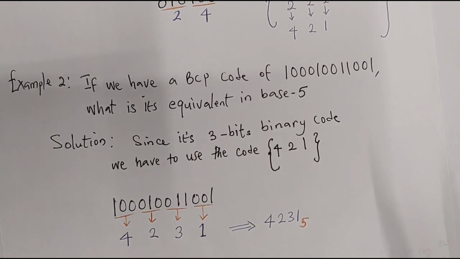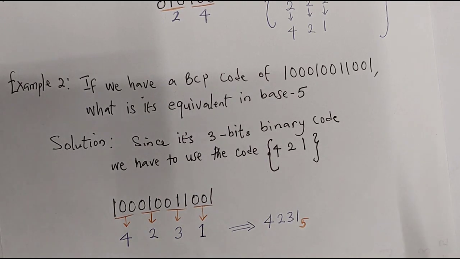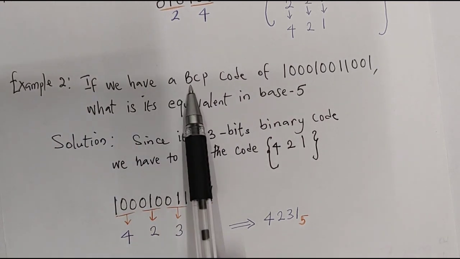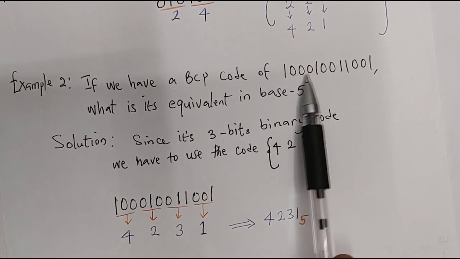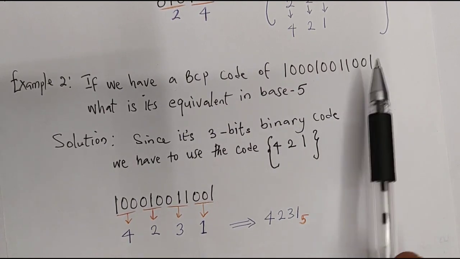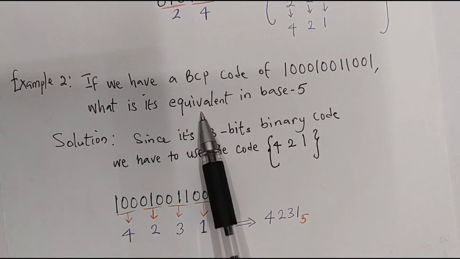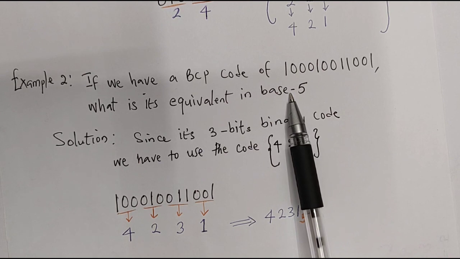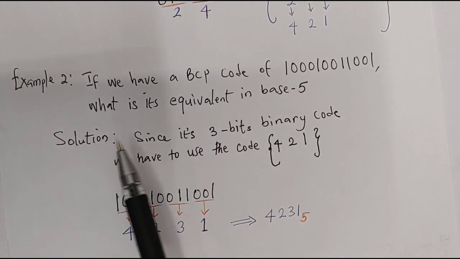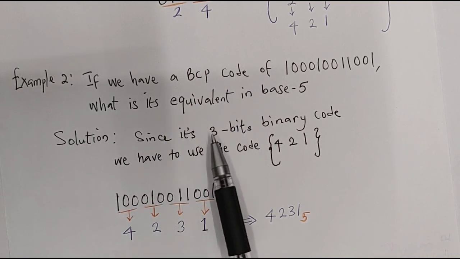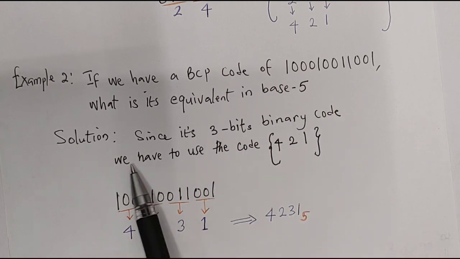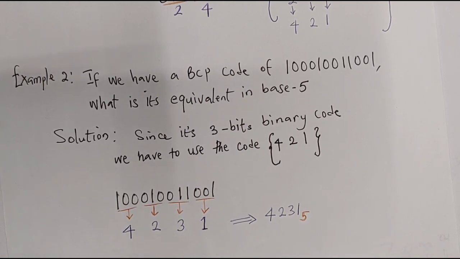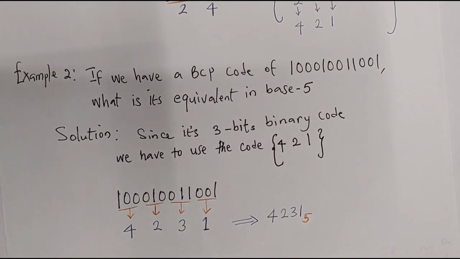So in this case, let's consider a second example. The question says if we have a BCP code of 100010011001, what is its equivalent in base 5? Now we need to convert the BCP code to its base 5 equivalent. Now this is the solution. All you need to realize first is, since it's a 3-bit binary code, we have to use this formula, which is 421. I explained to you how we got this formula, right? So that's very, very easy.